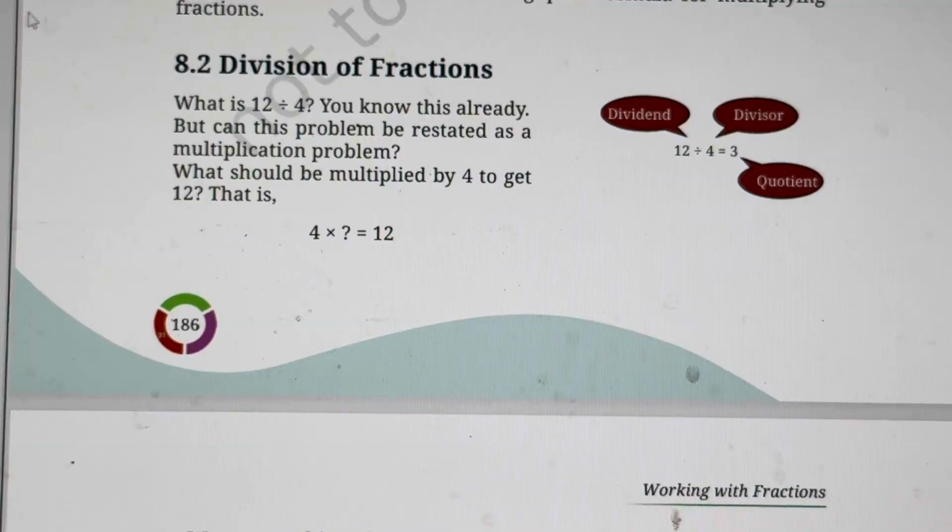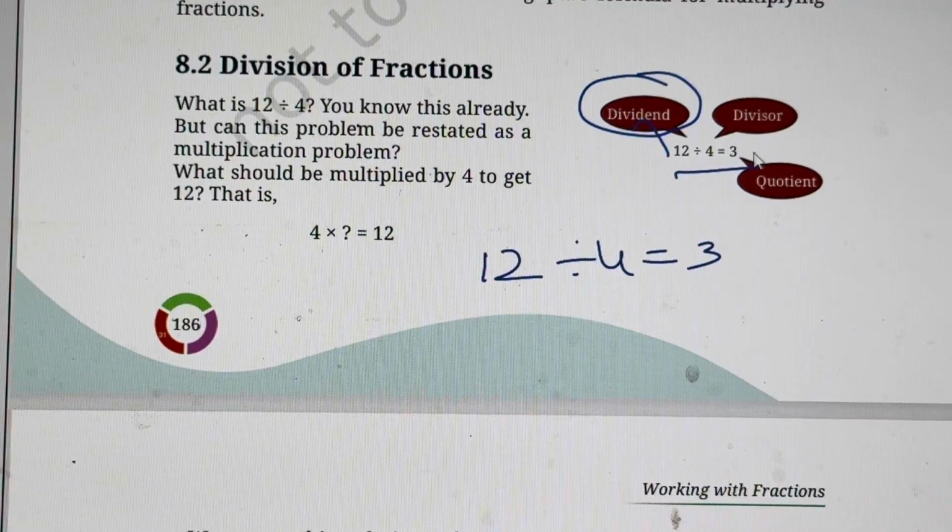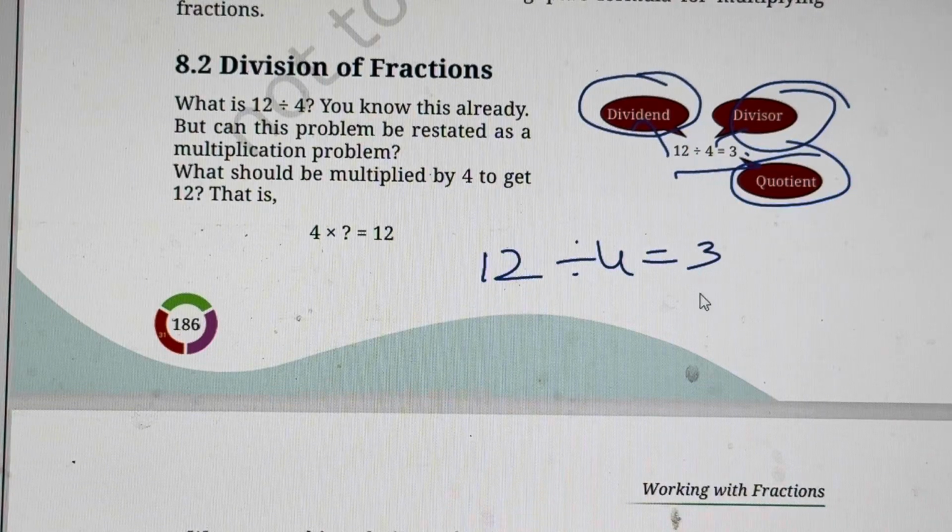So what is division? This we have learnt in lower classes, like you are dividing 12 by 4, you get 3 as an answer, right? So what is 12 over here? That is the dividend. 4 is the divisor, and 3, the answer which we get, is known as the quotient.